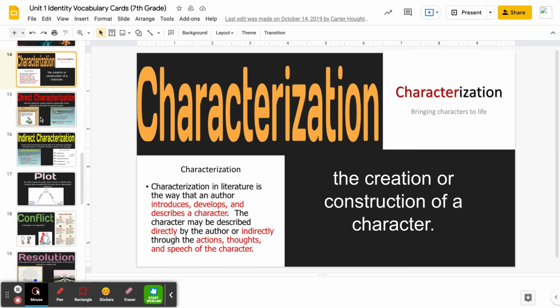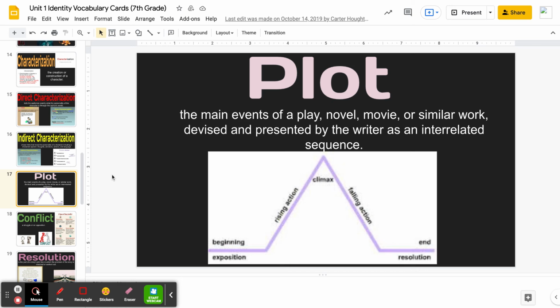This one we're not gonna test on this test, but characterization is bringing characters to life. It's the creation or construction of a character. So you can skip this one for now. We're also going to skip the next two and go to plot.